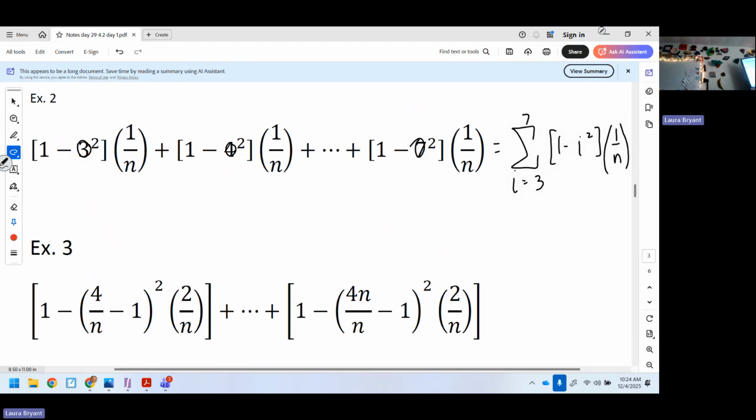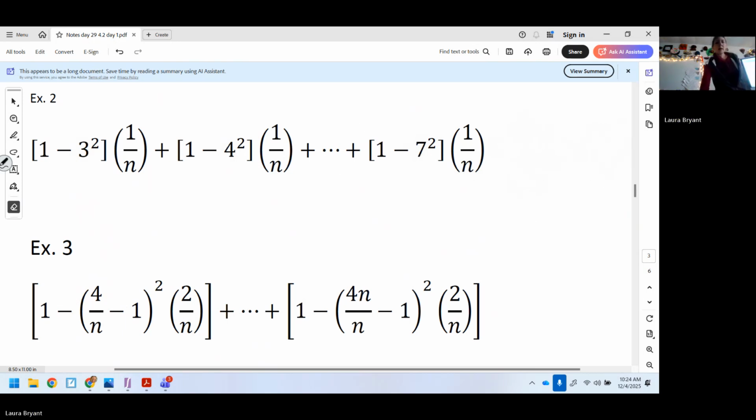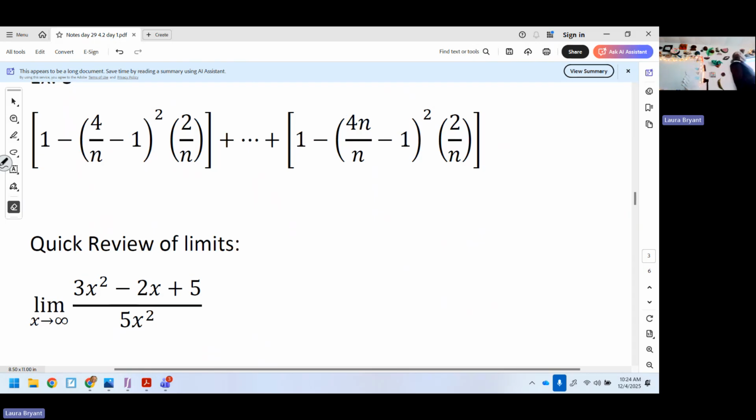Okay, I want to show you one more of these. That's just a really difficult one. And then we're going to move on to something a little more calculus oriented instead of review.